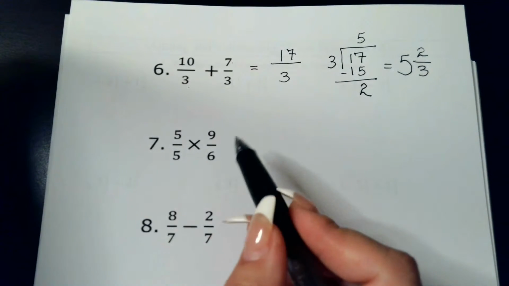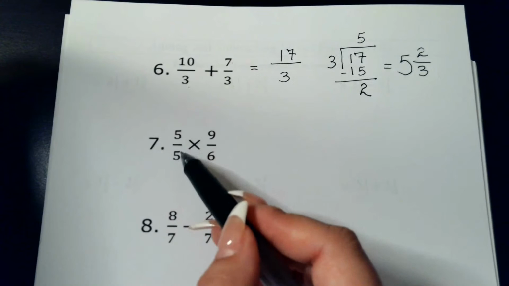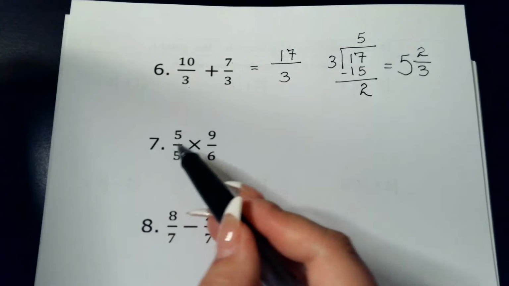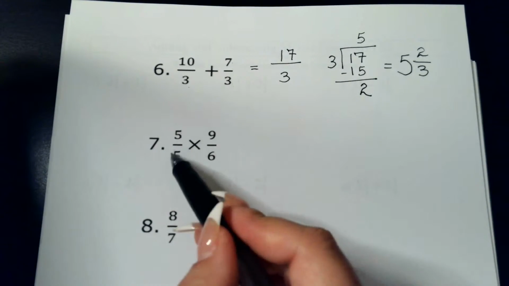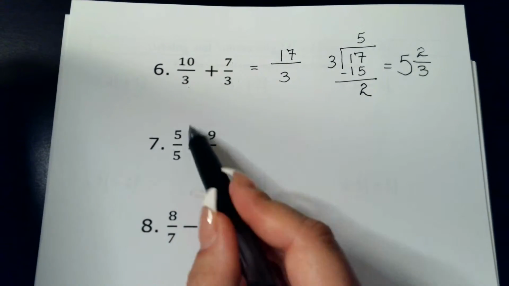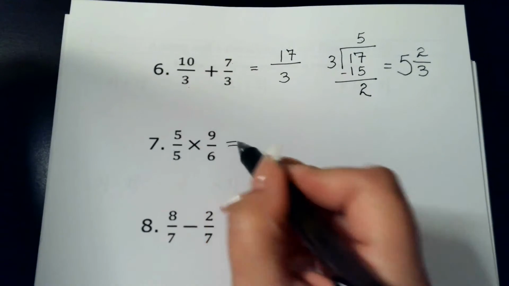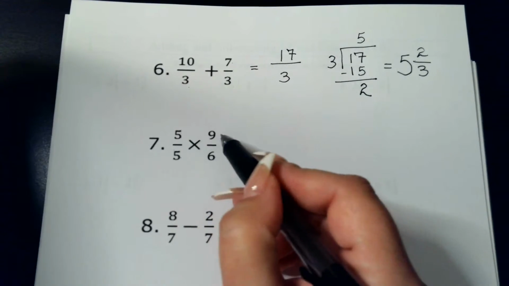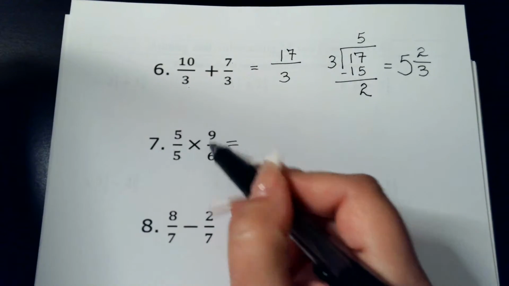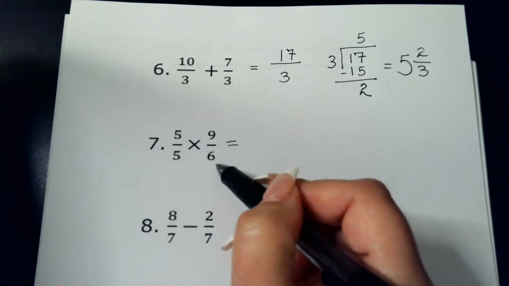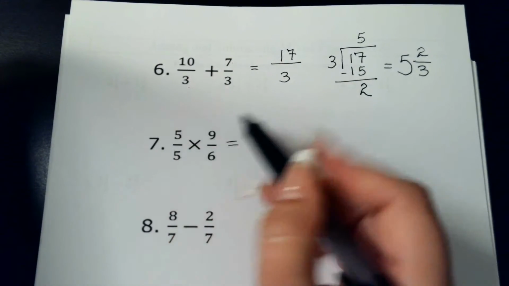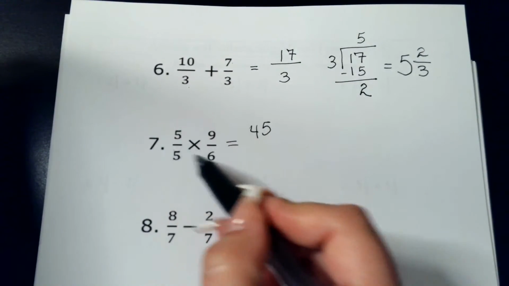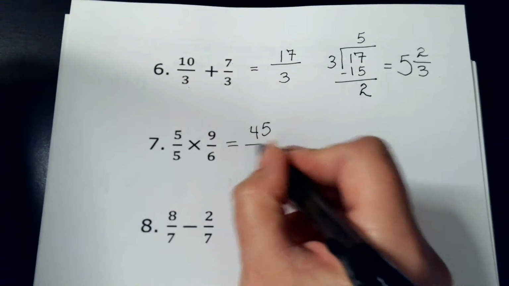All right, number 7. We have 5 over 5. Most of you would recognize any number over itself is 1. So honestly, we don't really have to do all the function. We can recognize that this is 1, telling us that 5 over 5 is 1, right? That our answer would be 9 over 6. But just for fun, we're going to do the math. 5 times 9 is 45. And 5 times 6 is 30.